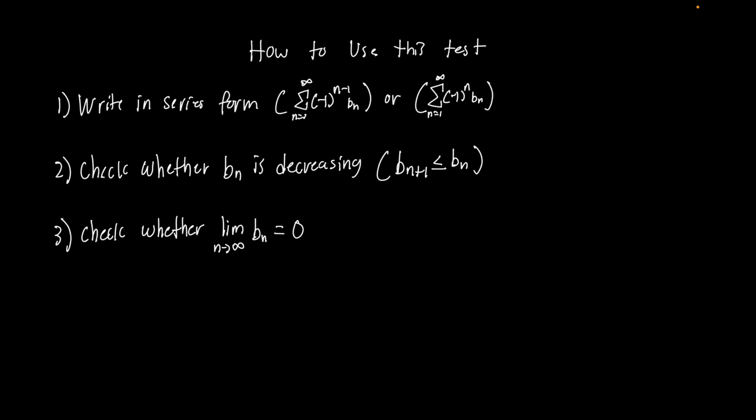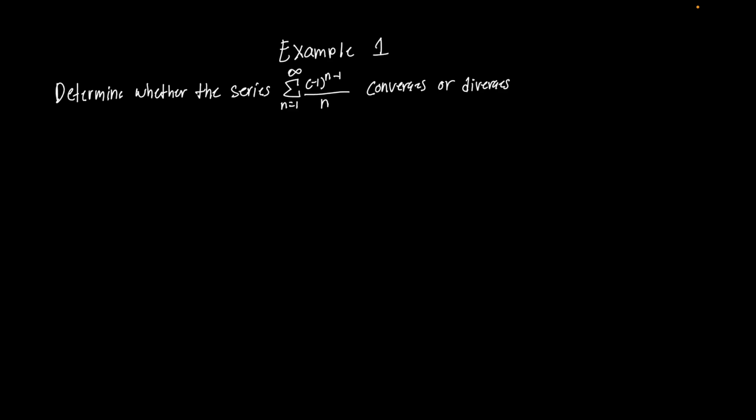Or you explain clearly why your expression gets smaller as n gets bigger. And then lastly, we just check whether the limit of the term approaches 0. If both of these are true, then the series converges by the alternating series test. So that's basically it for this test. Now let's start the examples.